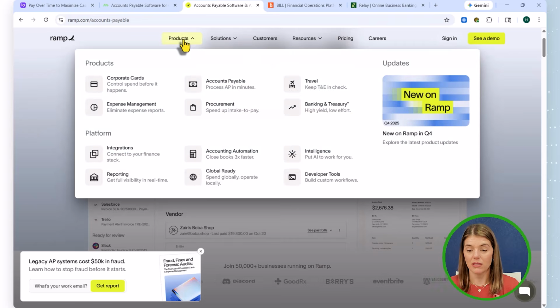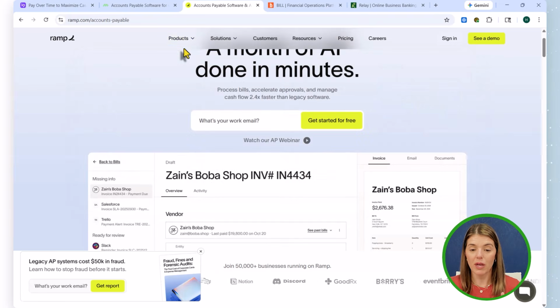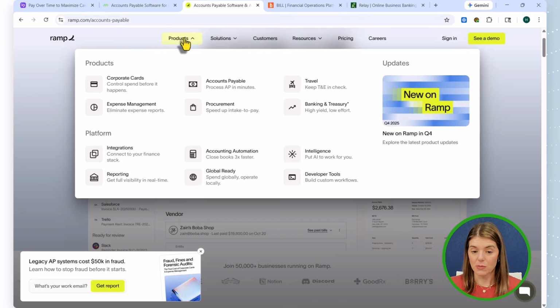So yes, there's other things like travel, time and expenses, things like that, but really Ramp is mostly about corporate spend and then also accounts payable. And they also have the ability to do the procurement process as well. So if you have a PO and then you receive an invoice for whatever it is you're trying to purchase, it will do that matching of those items.